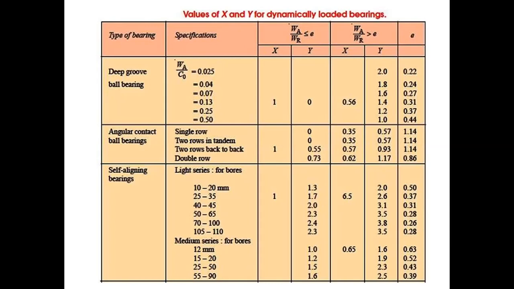And all these values you can get from the design data book by PSG or VB Bhandari. Whenever an example is asked or solved in the exam, you have to use the design data book compulsorily, as this kind of data is not given in your question paper. So you have to learn how to use the design data book and how to solve the example. For that, you have to practice with the design data book and practice solving examples based on it.